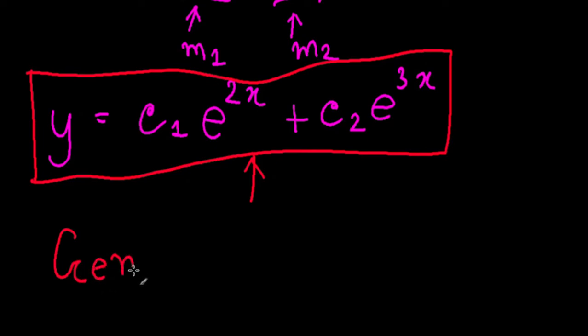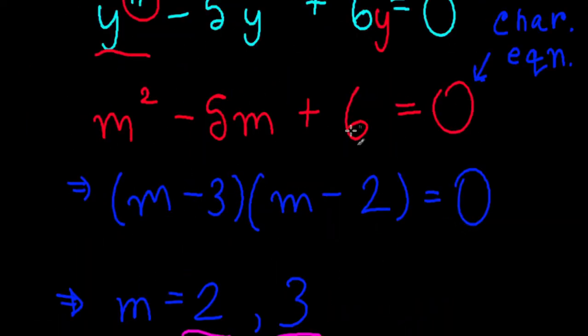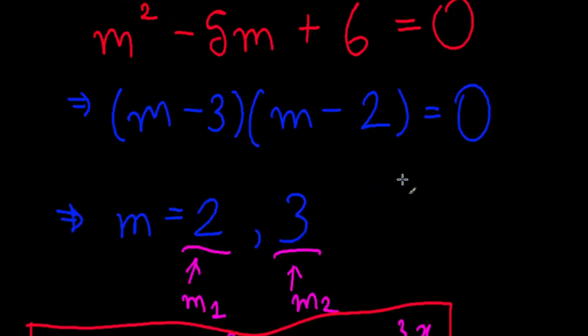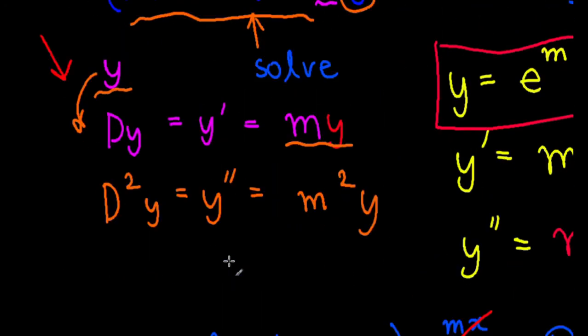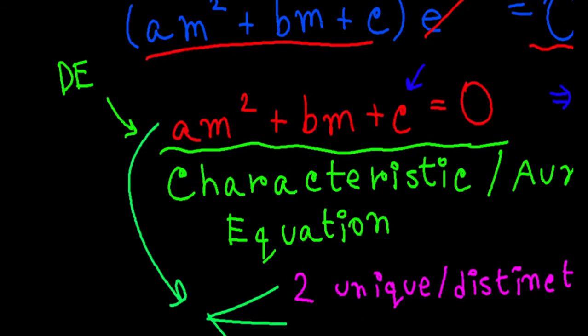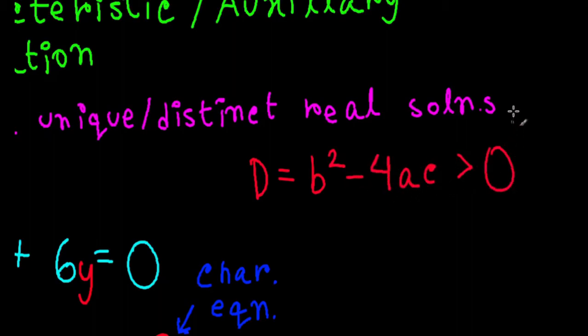And more importantly, this is how you find the general solution when you have two distinct real solutions for your characteristic equation. When your characteristic equation yields two distinct real numbers, to generalize, if b squared minus 4ac, your discriminant, is greater than 0, then all that you need to do is solve your characteristic equation.